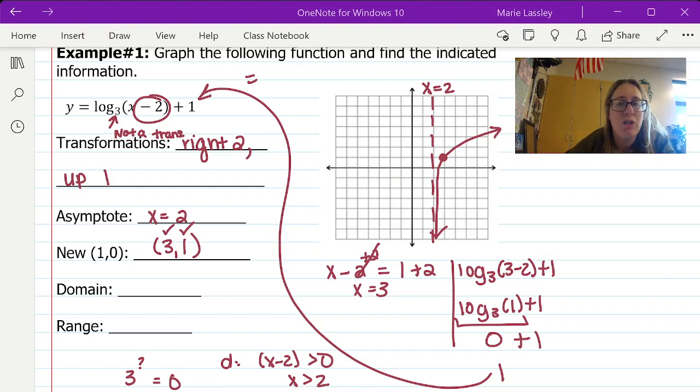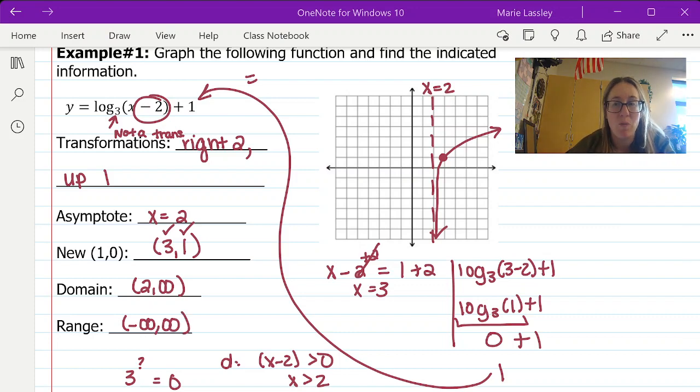So you could just do it by looking at your graph, but that's how you would do it algebraically. Some of them get a little bit confusing, so it's always good to know how to algebraically calculate it. So you just need the inside of your log to be greater than 0. For this one, we have 2 to infinity. Now, range, no matter what log function you're dealing with, your range is always negative infinity to positive infinity. The range never changes.